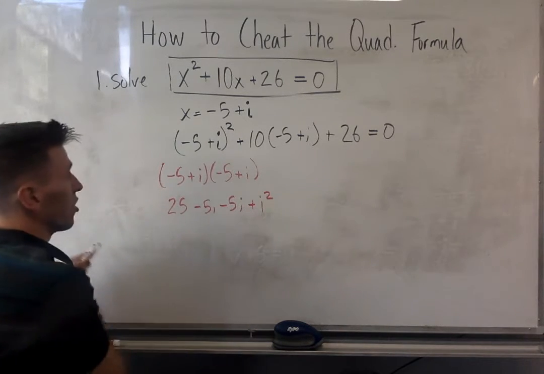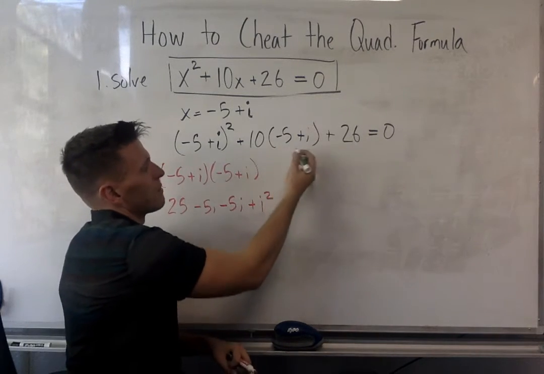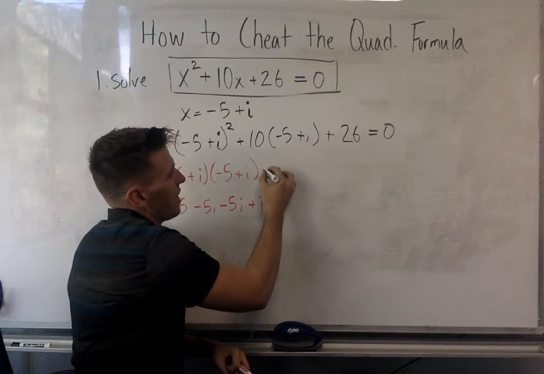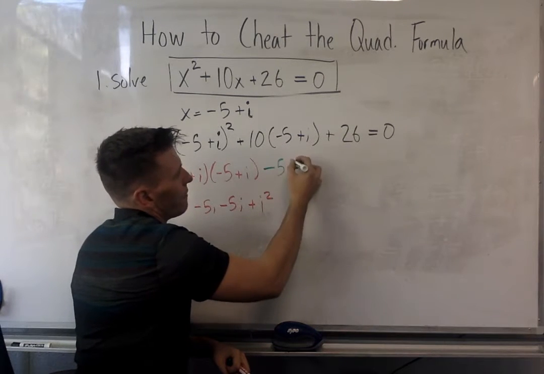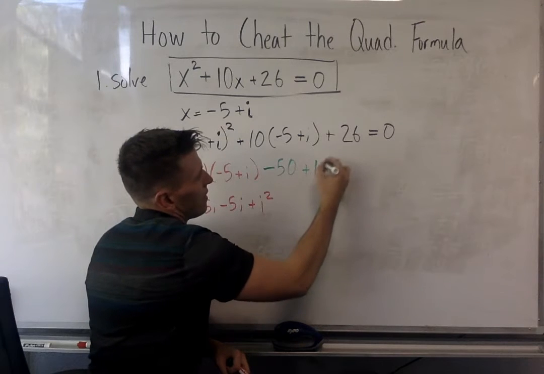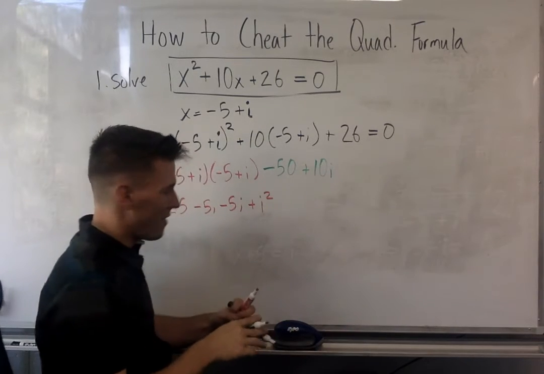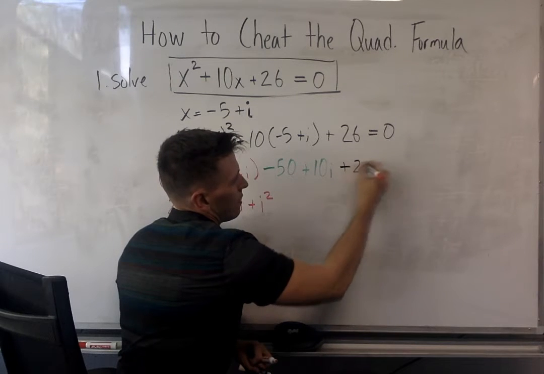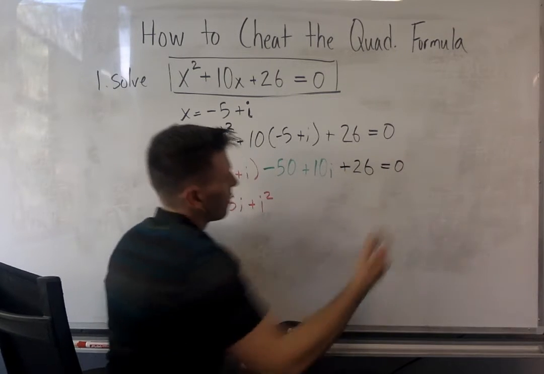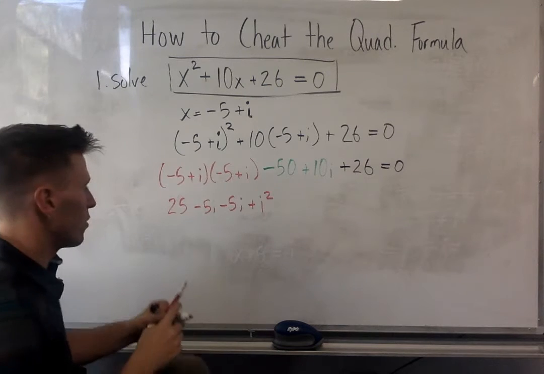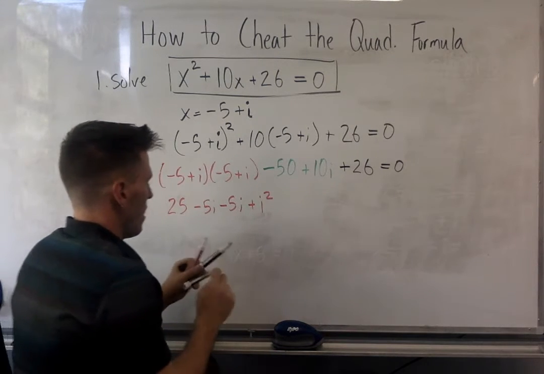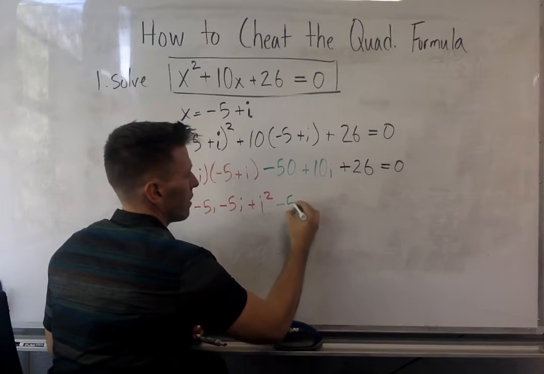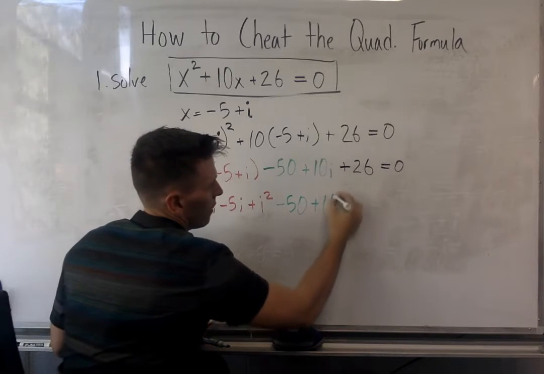Then this next term, the 10 times (-5 plus i), is going to become -50 plus 10i. And then this last term, the 26, is unmodified, equals 0. Then I can start doing some combining of like terms. Let me just bring this down to be clear and consistent with my work.